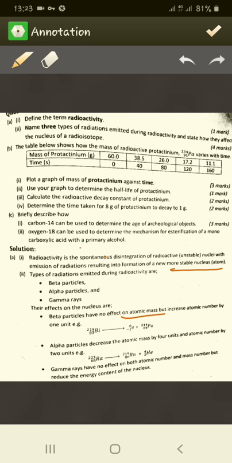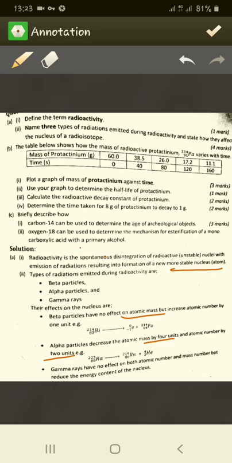Again, that person said alpha particles increase the atomic mass and decrease the atomic number. That's not right. You have to be specific. Go ahead and say alpha particles decrease atomic mass by 4 and atomic number by 2 units.